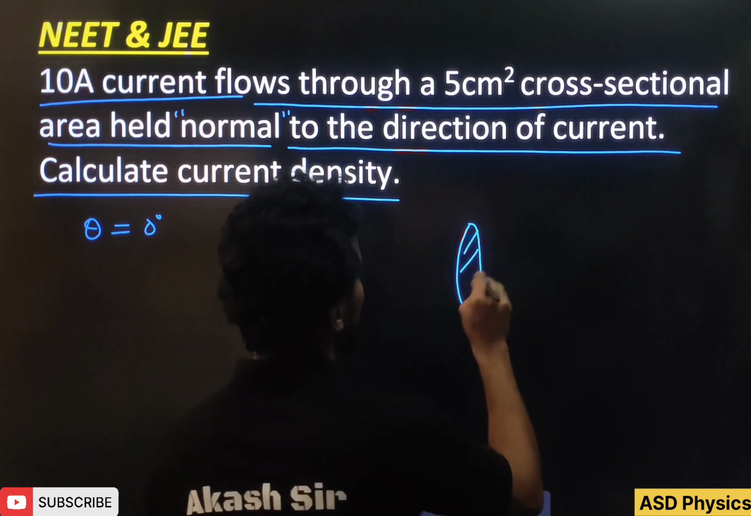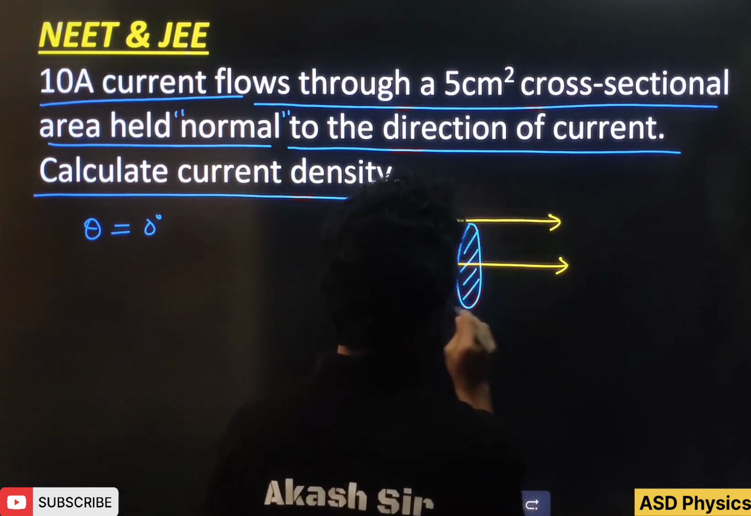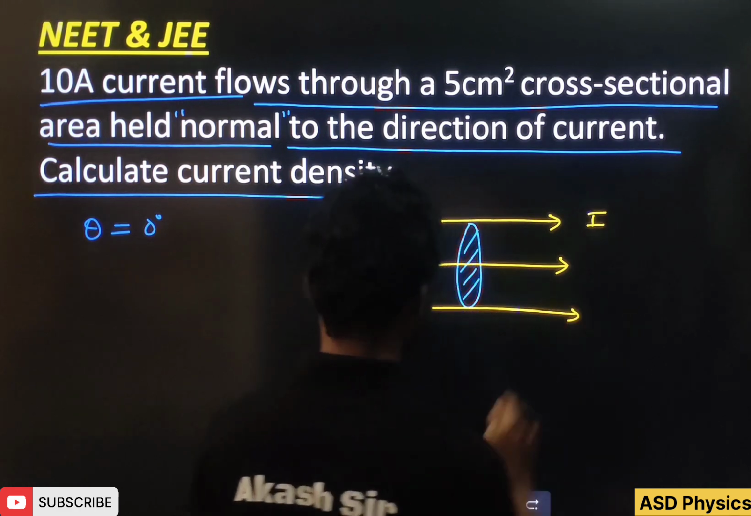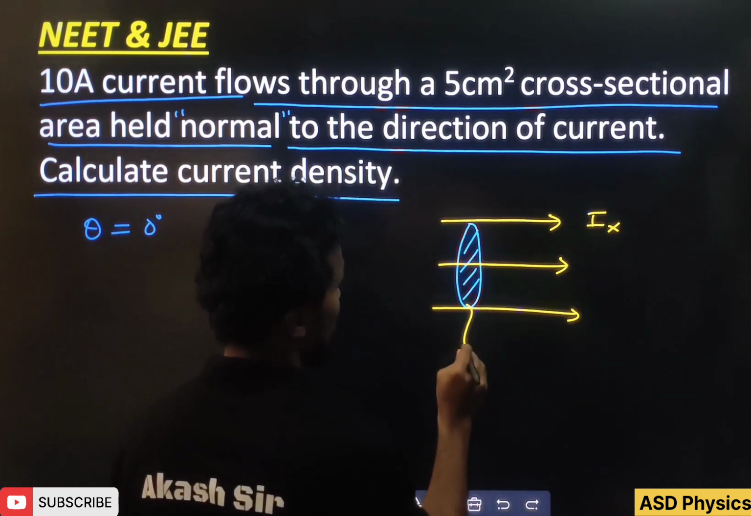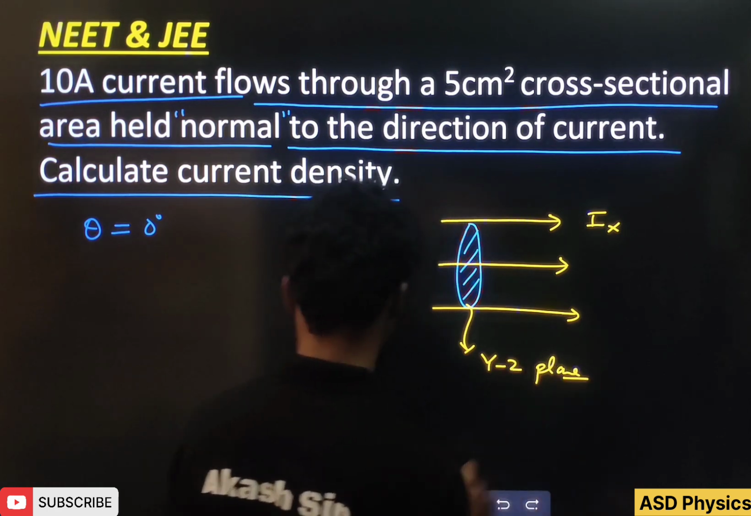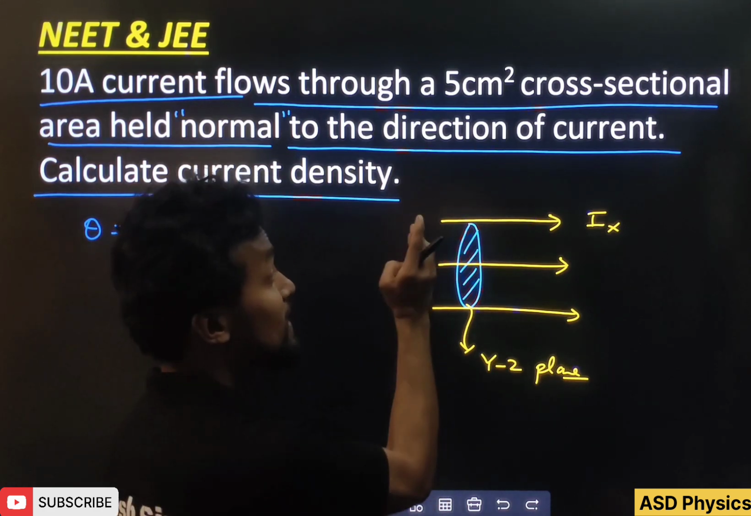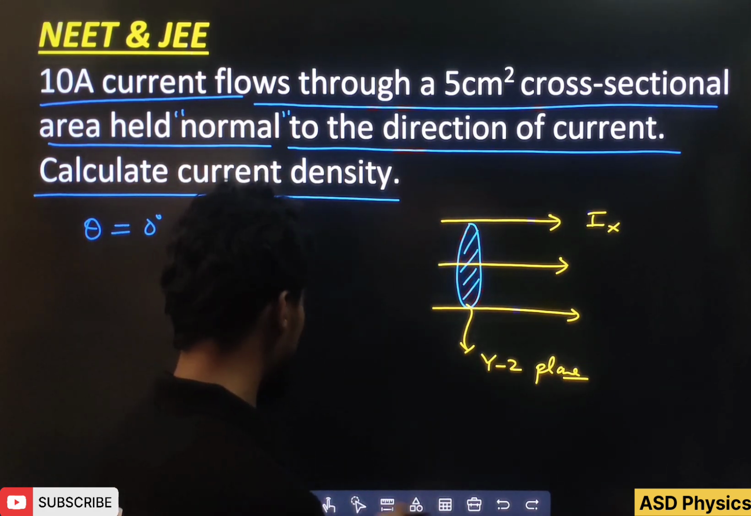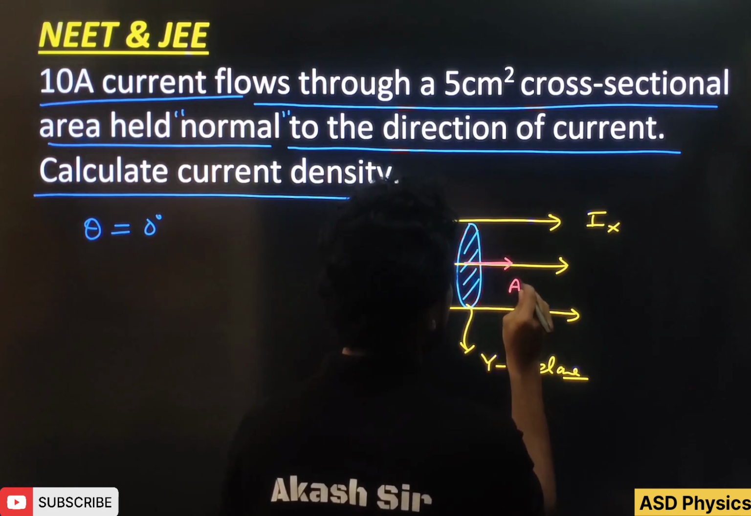Why am I telling you this? See, this is the area, and this is the current. Again I am telling you because I don't want any confusion. The current is along the x direction, and this cross-sectional area is in the YZ plane. So the planar area is perpendicular to the direction of the current. But if we talk about the area vector, this is the area vector.